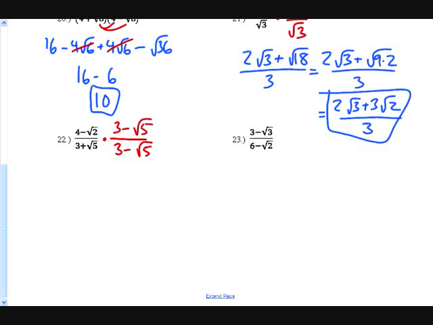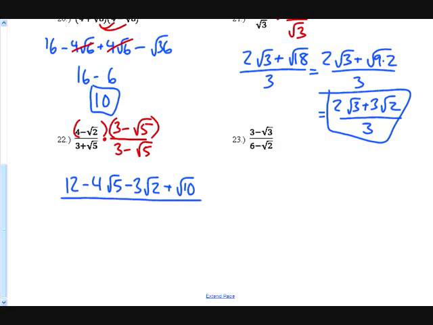So now I have to distribute. I have to FOIL. When I do that in the numerator, I distribute the 4. It gives me a 12 minus 4 root 5. When I distribute the negative square root of 2, it gives me a negative 3 square root of 2 and a plus square root of 10. In the denominator, I can take a little bit of a shortcut here if I'd like to with my distributive property because they're conjugates, so I know that the middle terms are going to cancel.